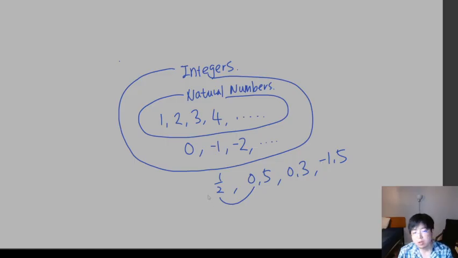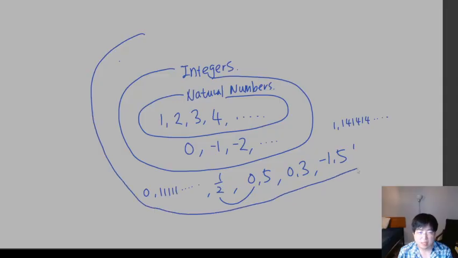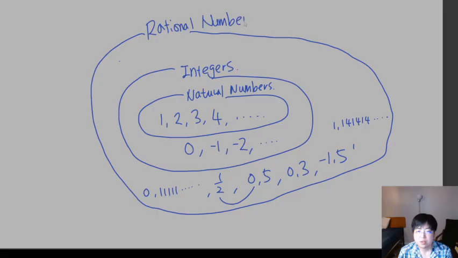And also, we learned some other kind of numbers such as 0.11111, which repeats forever, or 1.141414, again it repeats forever. And all of these numbers, again including natural numbers, including integers, and including these fractions and decimals, we are going to call them rational numbers. Okay, rational numbers.